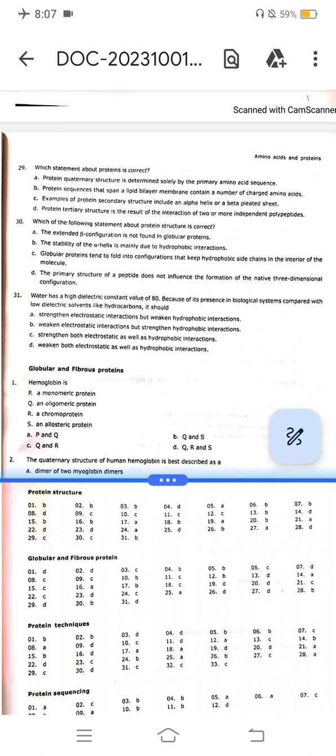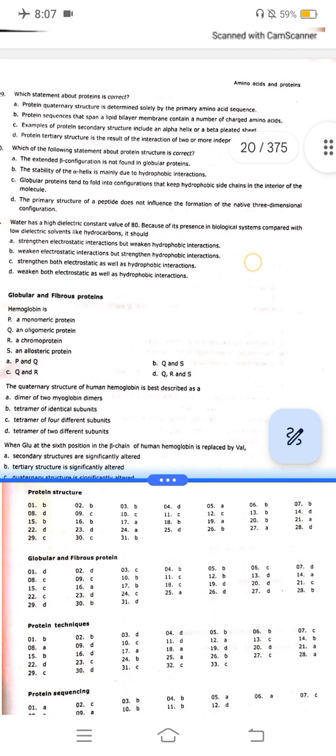So that's all about today's lecture. Tomorrow we'll be continuing with other questions about protein structure, globular and fibrous proteins in particular. So thank you.